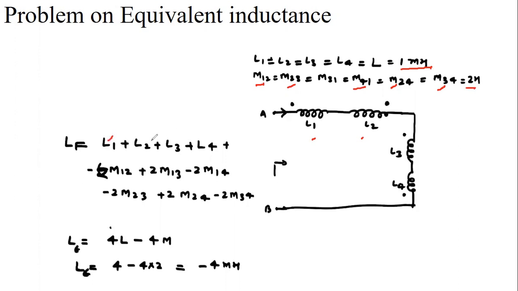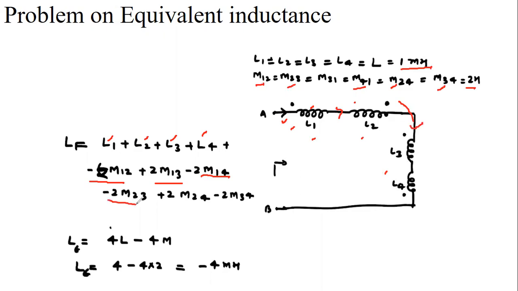The individual inductances are added: L1 plus L2 plus L3 plus L4. Coils 1 and 2 are opposing each other, so this is minus 2M12. Coils 1 and 3 are supporting each other, so this is plus 2M13. Coils 1 and 4 are opposing each other, so this is minus 2M14. That covers 1 with 2, 3 and 4. Now coils 2 and 3 are opposing each other, because current enters from the dotted terminal in one and the undotted terminal in the other.